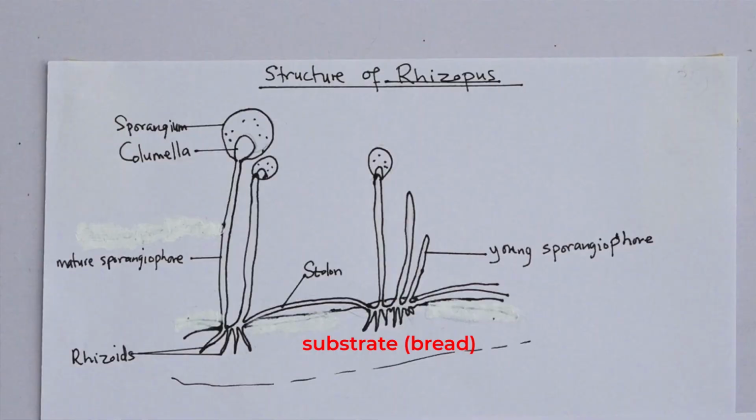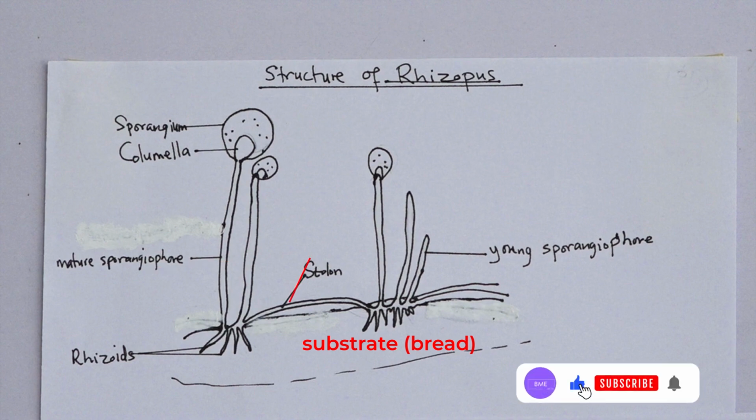Let's look at the structure of Rhizopus. It's called a pin fungus. You see the hyphae are very thin. Now, this is the upright hypha called the sporangiophore. There's a hypha that lies on the bread, the substrate, called a stolon. That is what spreads the fungus to other places. That's the stolon. Then you have rhizoids.